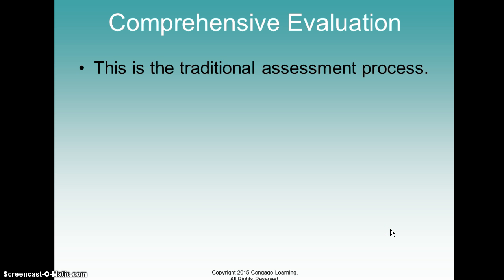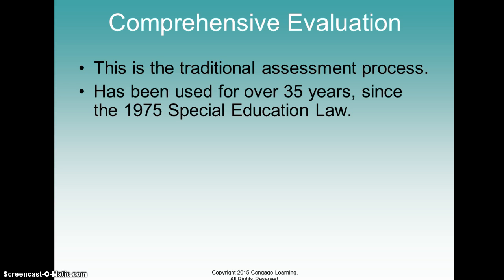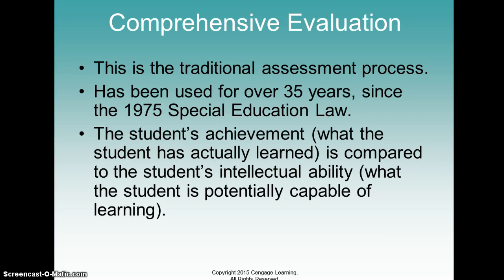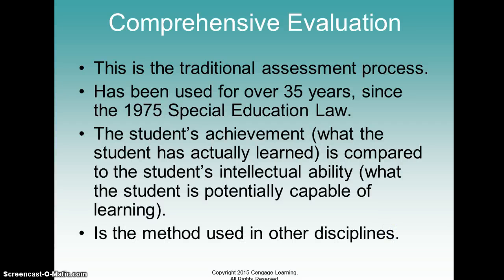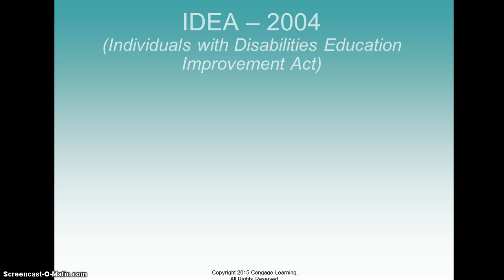Now, comprehensive evaluation is the traditional assessment process. It's what we used for over 35 years, from 1975 until around 2000, when we began to look at response to intervention. The student's achievement is compared to his intellectual ability, what his potential is. It's the method that's used in other disciplines other than special education.